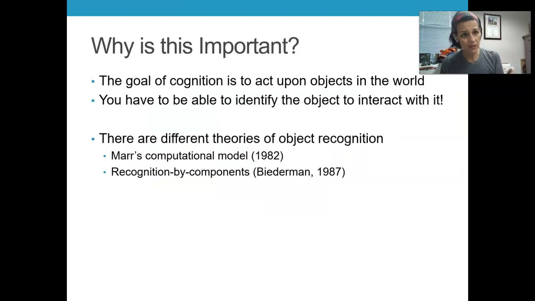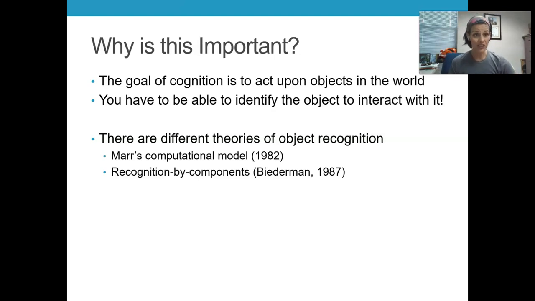So why is object recognition so important? And why are we talking about it here? We're talking about it here because one of the goals of cognition is to act upon objects that are in the world. And you need to be able to recognize an object and its features to be able to act upon it. So we're going to talk about two different theories of object recognition that were developed in the 80s, and they've been incredibly influential towards our understanding.